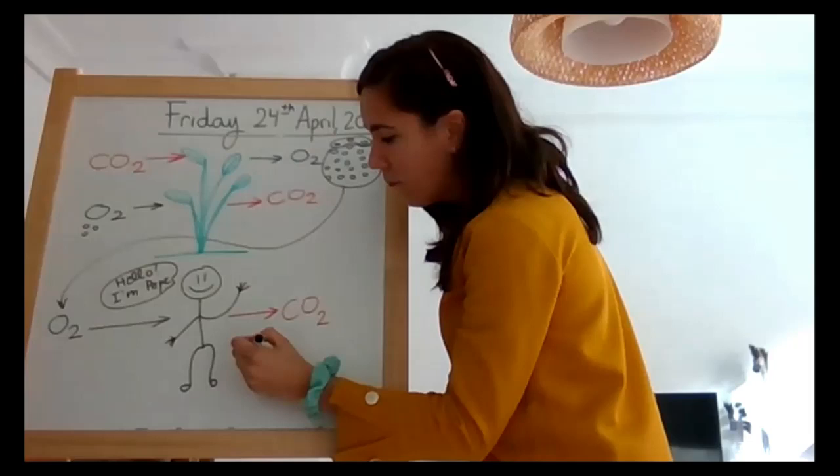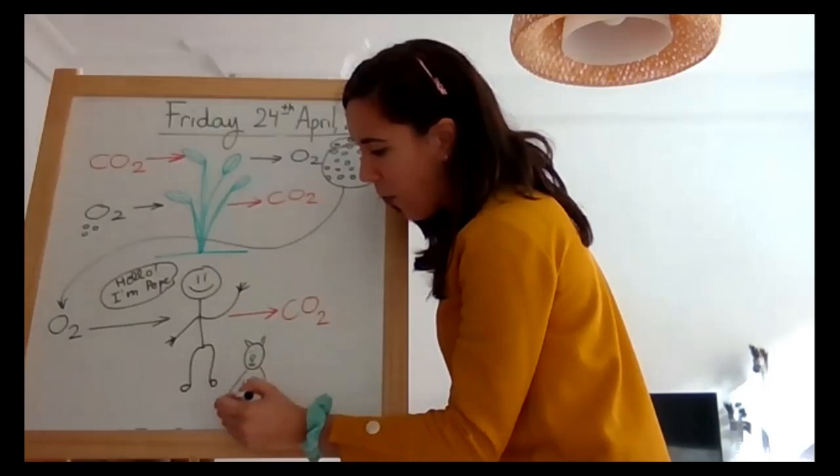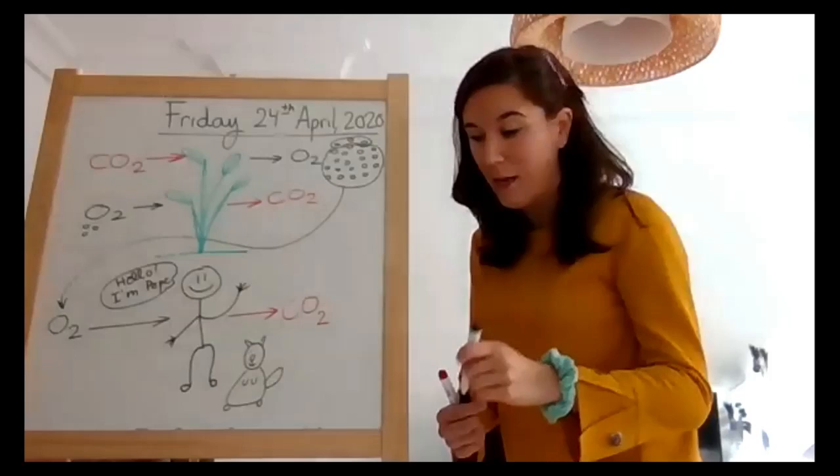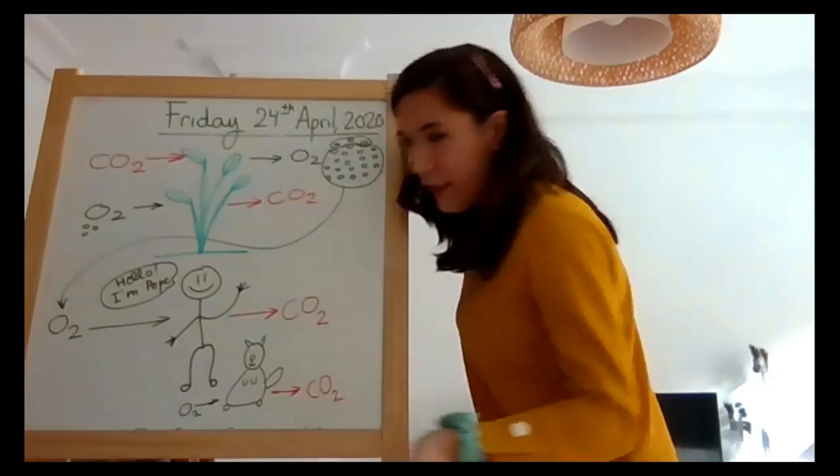that is here. Well, Mr. Meow looks like a dog, so it's going to be a dog, okay? So this is Mr. Wow. Mr. Wow is an animal, so Mr. Wow also absorbs oxygen for respiration. And Mr. Wow also releases carbon dioxide, like Pepe and like the plant, okay?